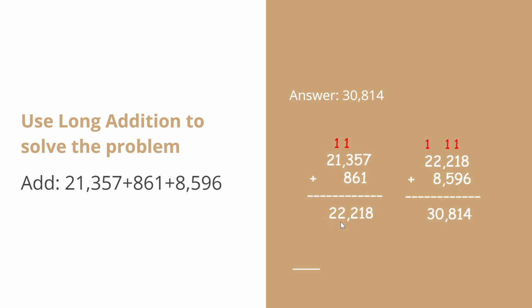So the answer is 22,218. And we add this to 8,596. 8 plus 6 is 14, so we write 4 in the bottom, 1 in the top. 1 plus 9 plus 1 is 11. So 1 in the bottom, 1 in the top. 1 plus 2 plus 5 is 8. 2 plus 8 is 10. So 0 in the bottom, 1 in the top, and 1 plus 2 is 3. So we get the answer of 30,814.